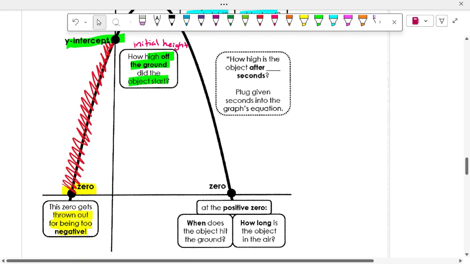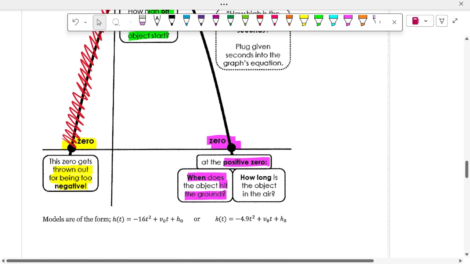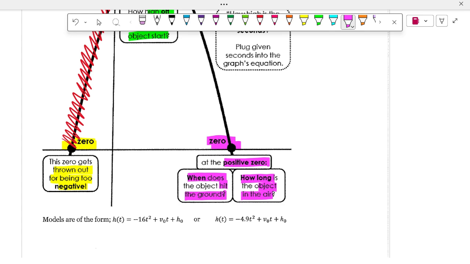Now, the positive x-intercept, so right here, that tells us when the object hits the ground. It also may be worded as how long is the object in the air. So there's two different ways that it may be worded. It means the exact same thing. So when does the object hit the ground, or they may ask how long is the object in the air.